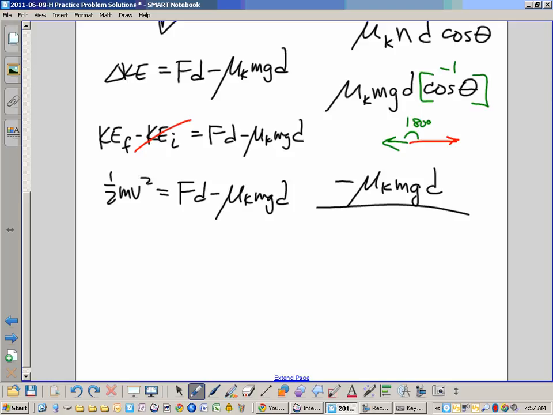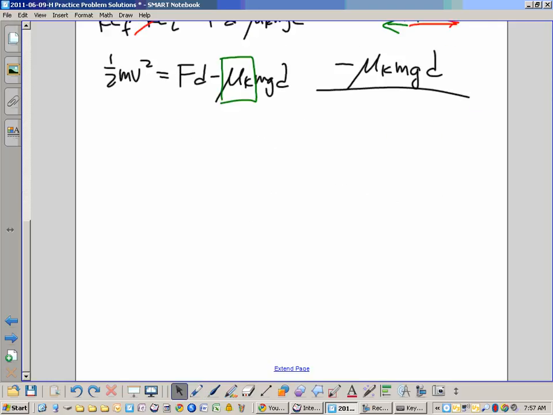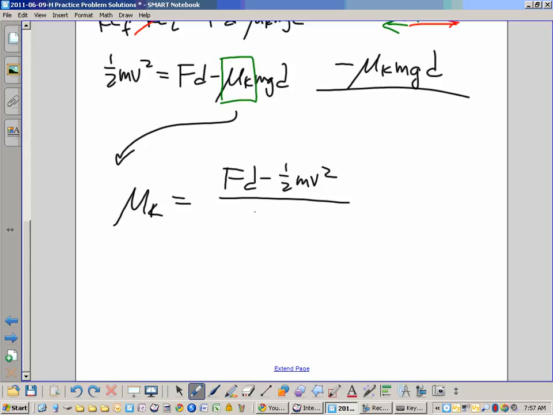Now I've got to do a bunch of stuff, because what are we trying to solve for? Let's not lose sight of that. Wait, what's the question again? We're trying to solve for mu k, right? So now we just have to do some algebra voodoo, rearrange stuff. I'm going to move this over to this side so it gets positive. Mu k is equal to, this stayed on the same side, Fd minus 1/2 mv squared over mgd, okay?